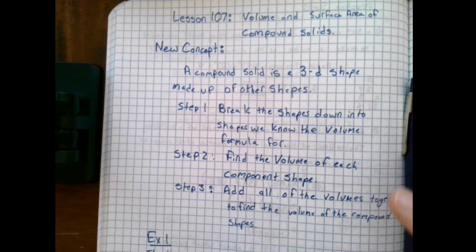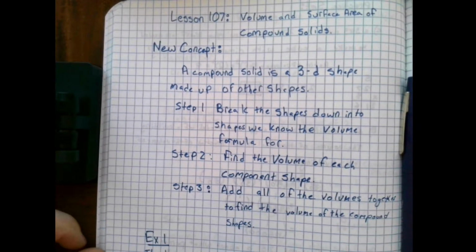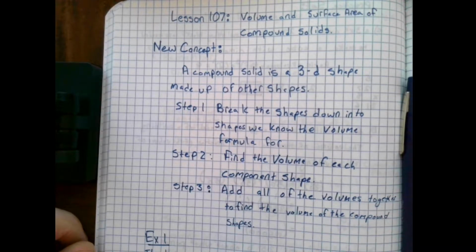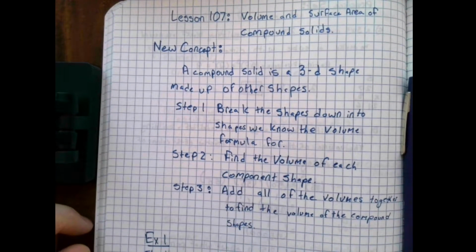Welcome to Saxon Math Course 3, Lesson 107, Volume and Surface Area of Compound Solids. Now, a compound solid is a 3D shape made up of other shapes.